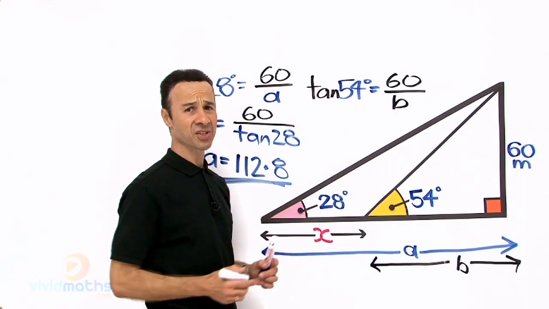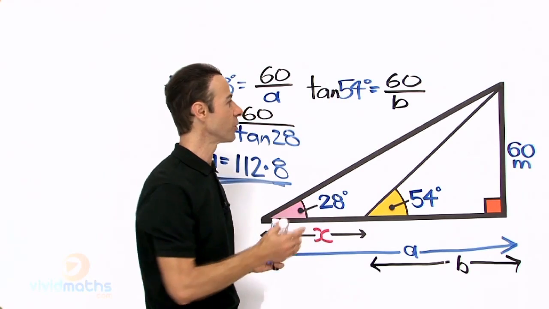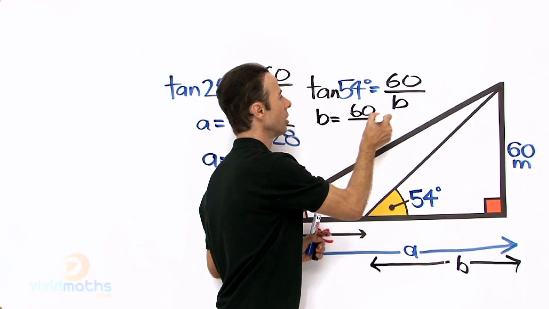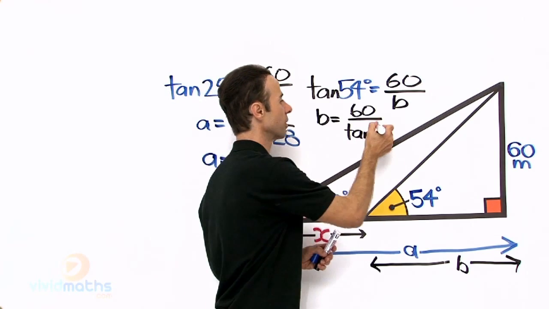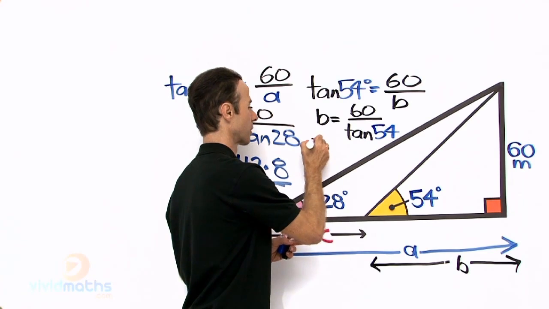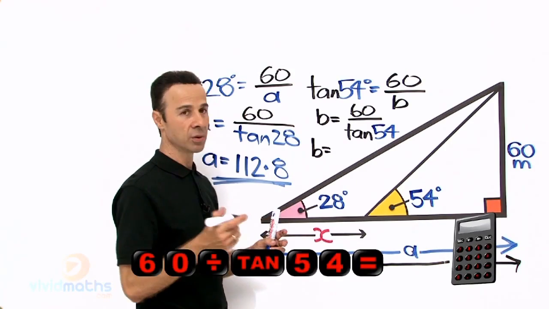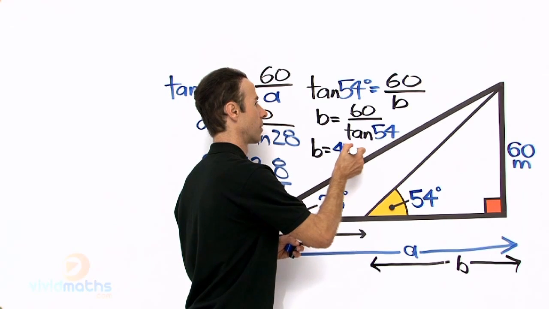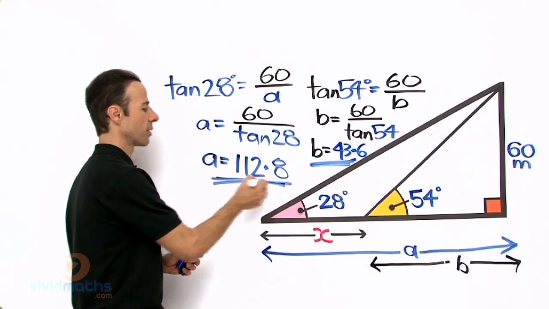Okay, let's do that same neat trick. Swap them across, the B with the tan 54. So that means that now B is equal to 60 all over tan 54. Let's write the 54 in there. Okay, cool. So therefore B is going to equal 60 divided by tan 54, gives you a grand total of 43.6. All right, there's our B, there's our A.